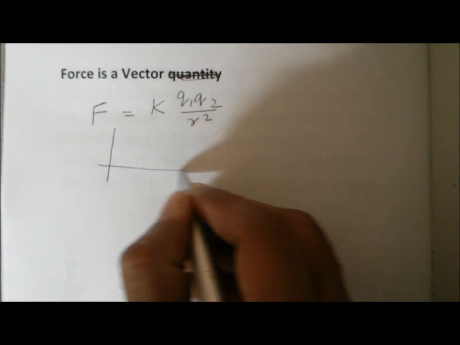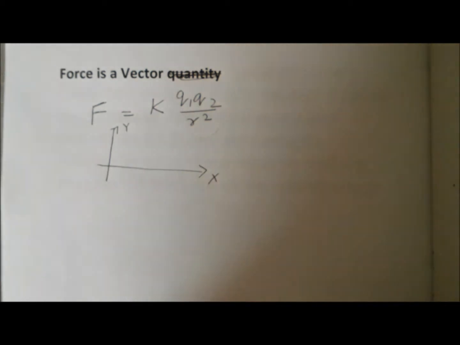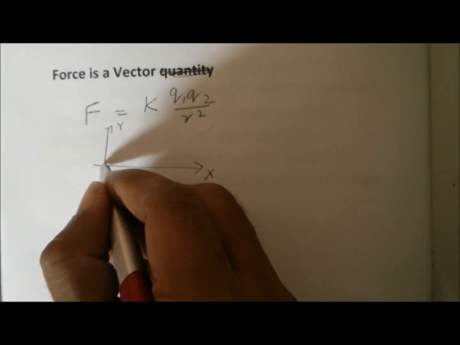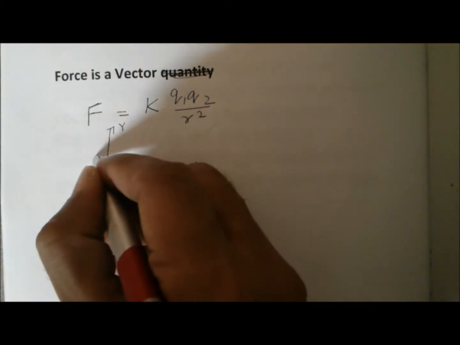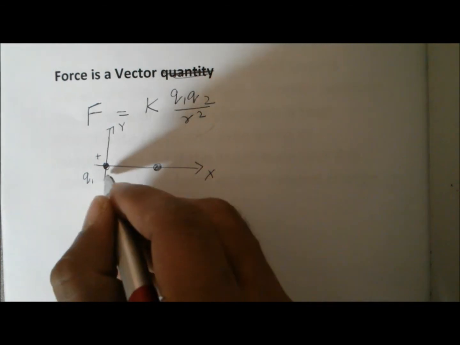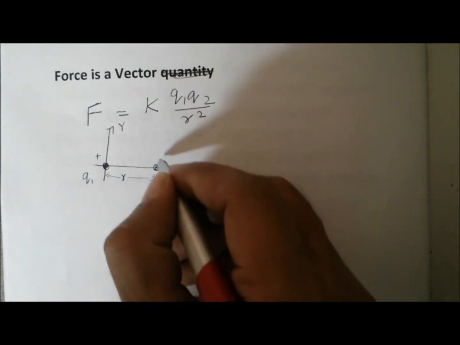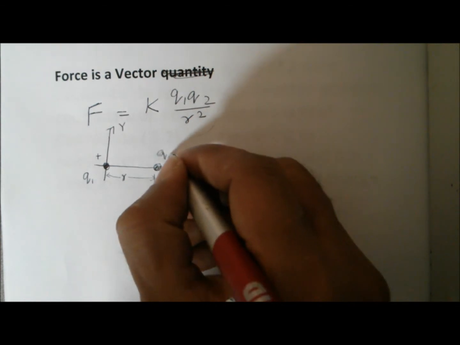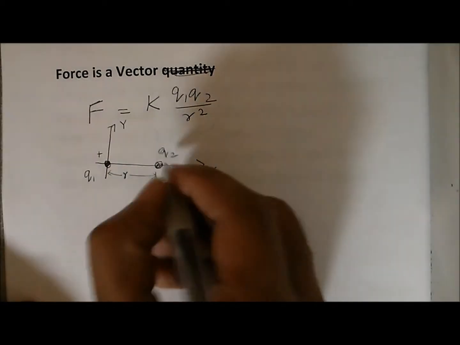Now, let's say we have a coordinate axis. This is the x-axis and this is the y-axis. Let's assume that we have a positive charge right at the origin of magnitude q1. And then we have another charge at distance r on the x-axis, its magnitude q2.